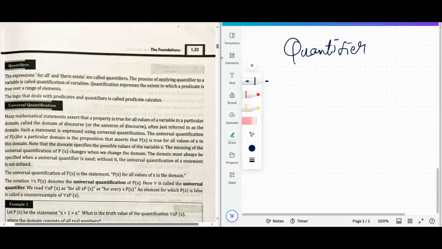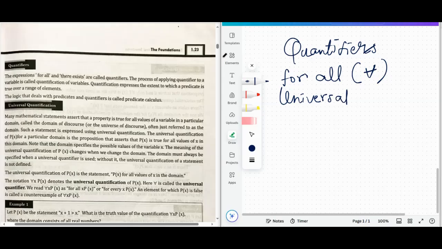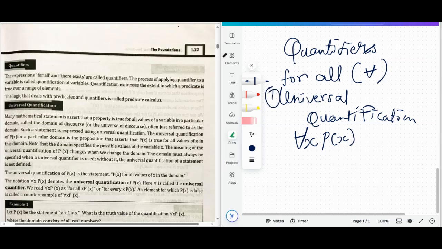Quantifiers. Quantifiers are of two types. We have "for all", which is called the universal quantifier. When we use for all, it is called universal quantification, denoted as ∀x P(x). The other one is existential quantification.